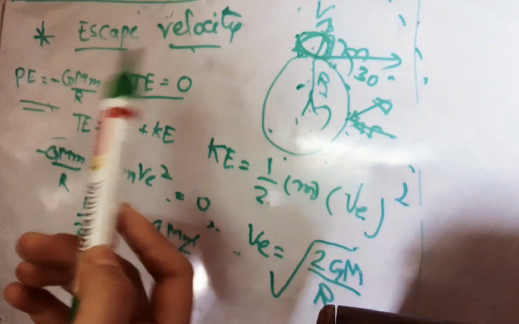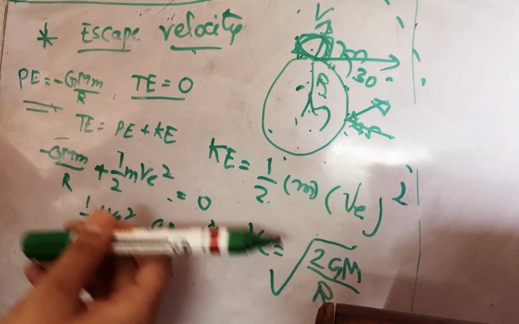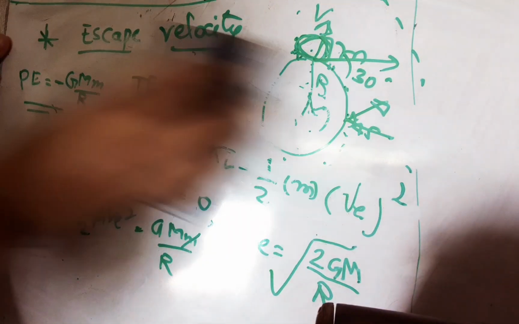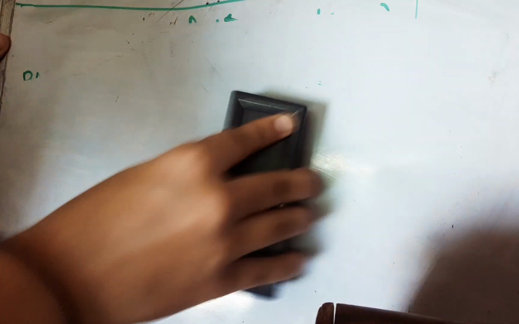No, there won't be any change. Why? Because our escape velocity is independent of any angle. It is under root of 2GM upon r. Based on these applications, they will give you a question like: one body is projected from planet Earth at 30 degrees, another body is projected with escape velocity at an angle of 45 degrees. So who will escape? You should say both will escape, because it will not depend upon angle.